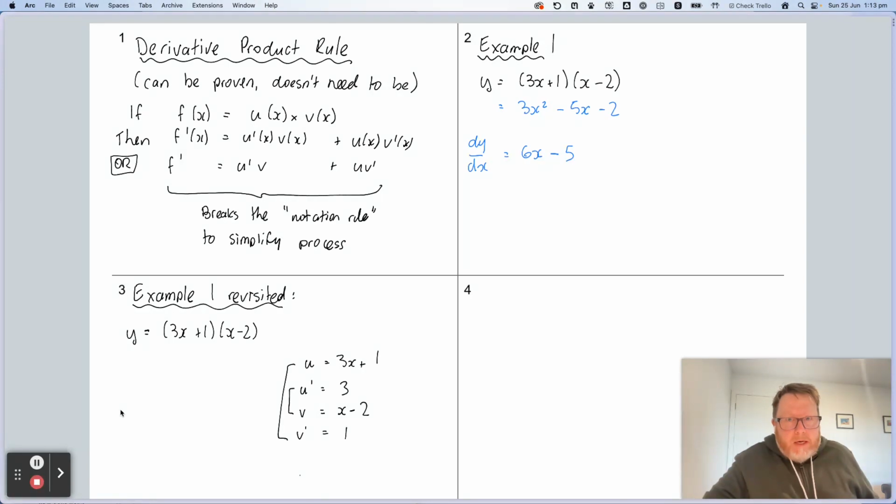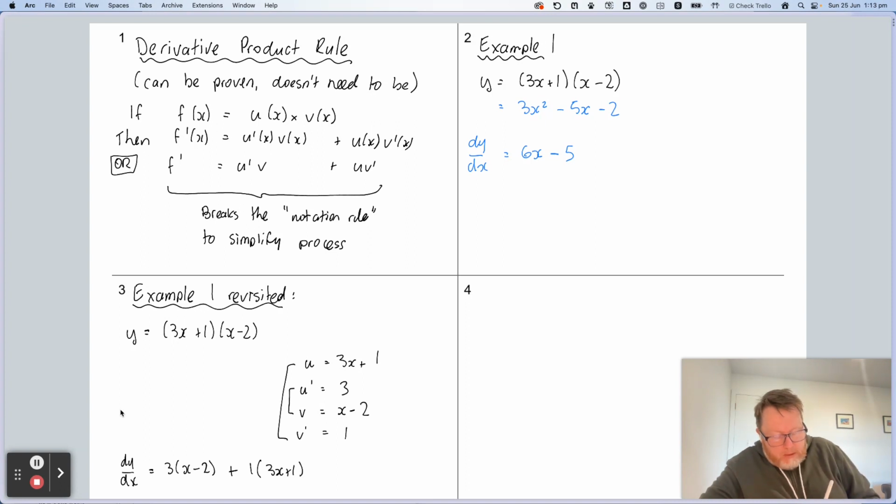All of these visual reminders mean that as I'm working on my solution, I am giving myself little visual cues so that I don't make mistakes effectively. Do you have to do it? Of course not, but it makes a lot of sense to. So dy by dx is equal to, looking at the inside, 3 times x minus 2, plus, and then looking at the outside, 1 multiplied by 3x plus 1. Now that's equal to 3x minus 6 plus 3x plus 1, like so.